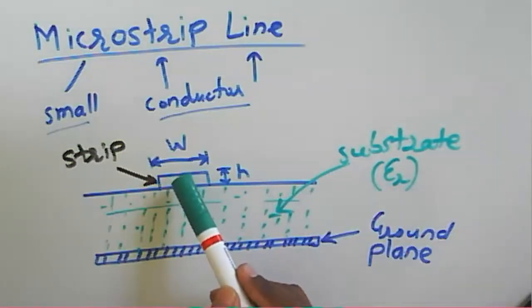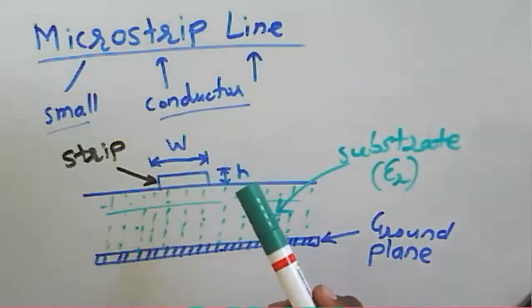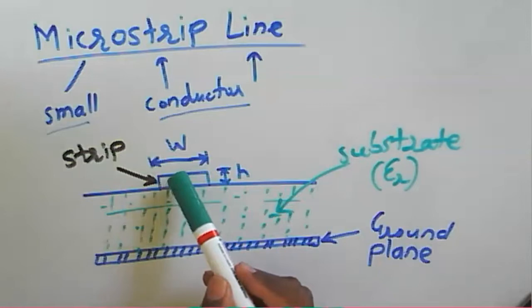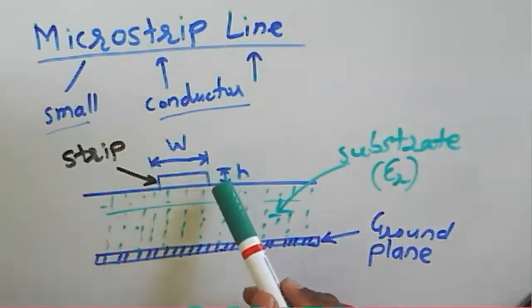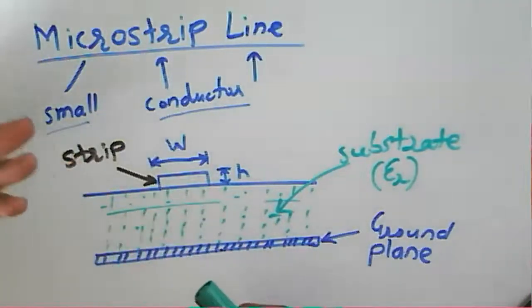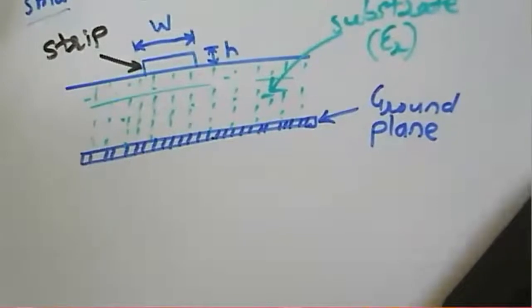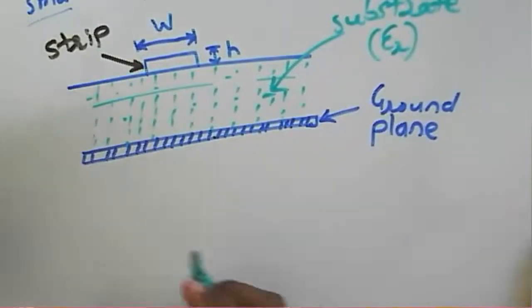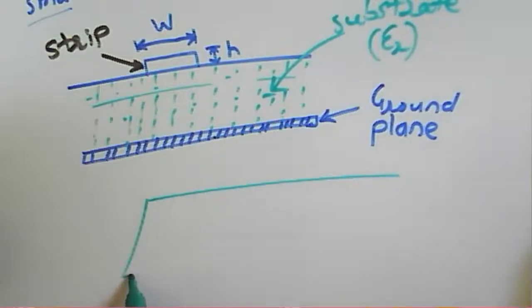This conducting wire can be made of copper, it can be made of aluminium, or likewise. That copper wire is deposited on the substrate there. So this one is the cross sectional view of a microstrip line. Now if you see from another end, from the front end, this is just like a line.